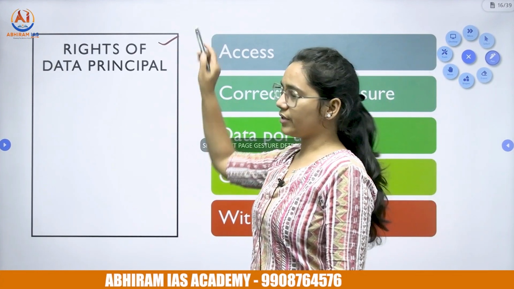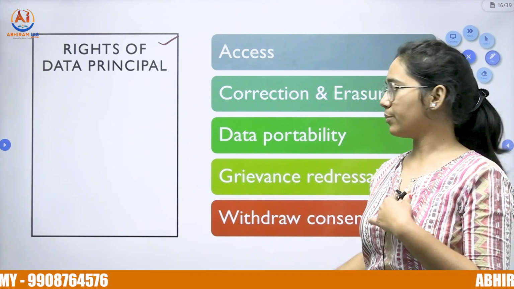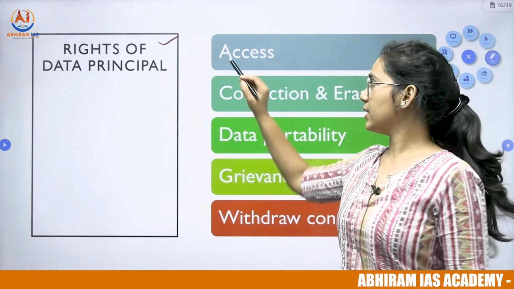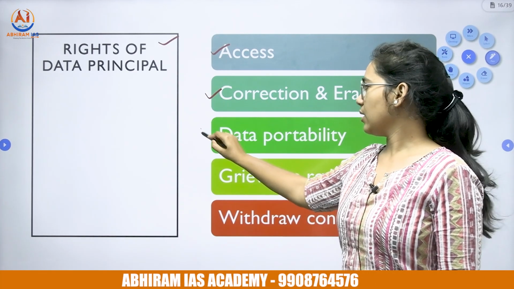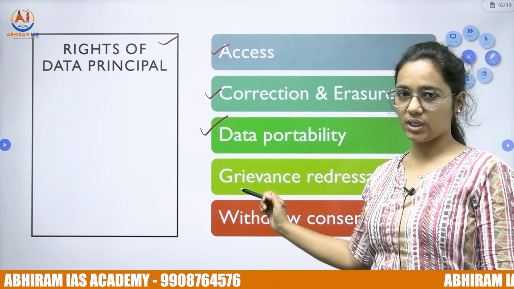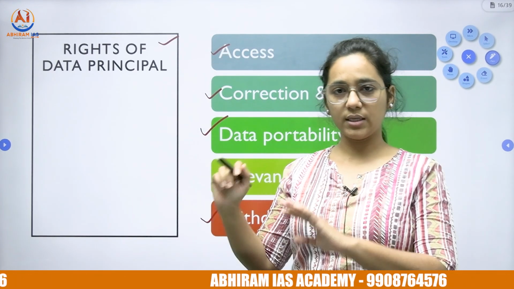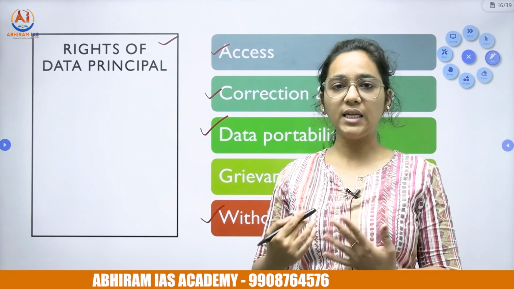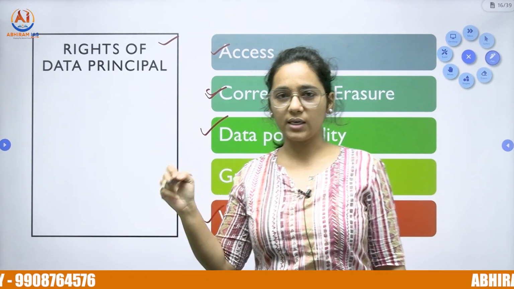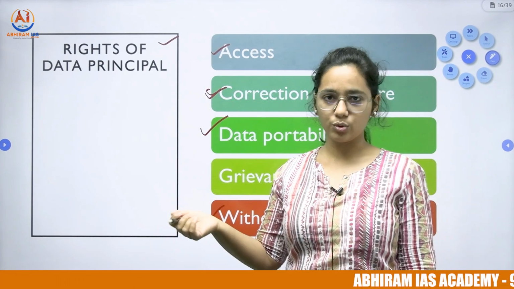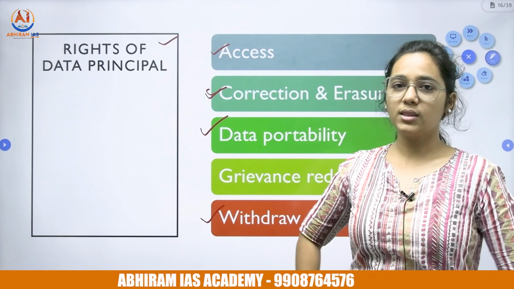Next, what are the rights of the data principal? So I am a data principal, I am a citizen, my data is taken by some organization. So I will have some rights. They are right to access, right to correction and erasure, right to data portability, right to grievance redressal, and also the right to withdraw the consent. So what is right to access? My data is taken by someone, I can access it anytime. So that is right to access. And right to correction and erasure. If my data is false and needs some correction, I can do that. And also if I don't want the organization to have any data, I can erase it also. That is also my right.